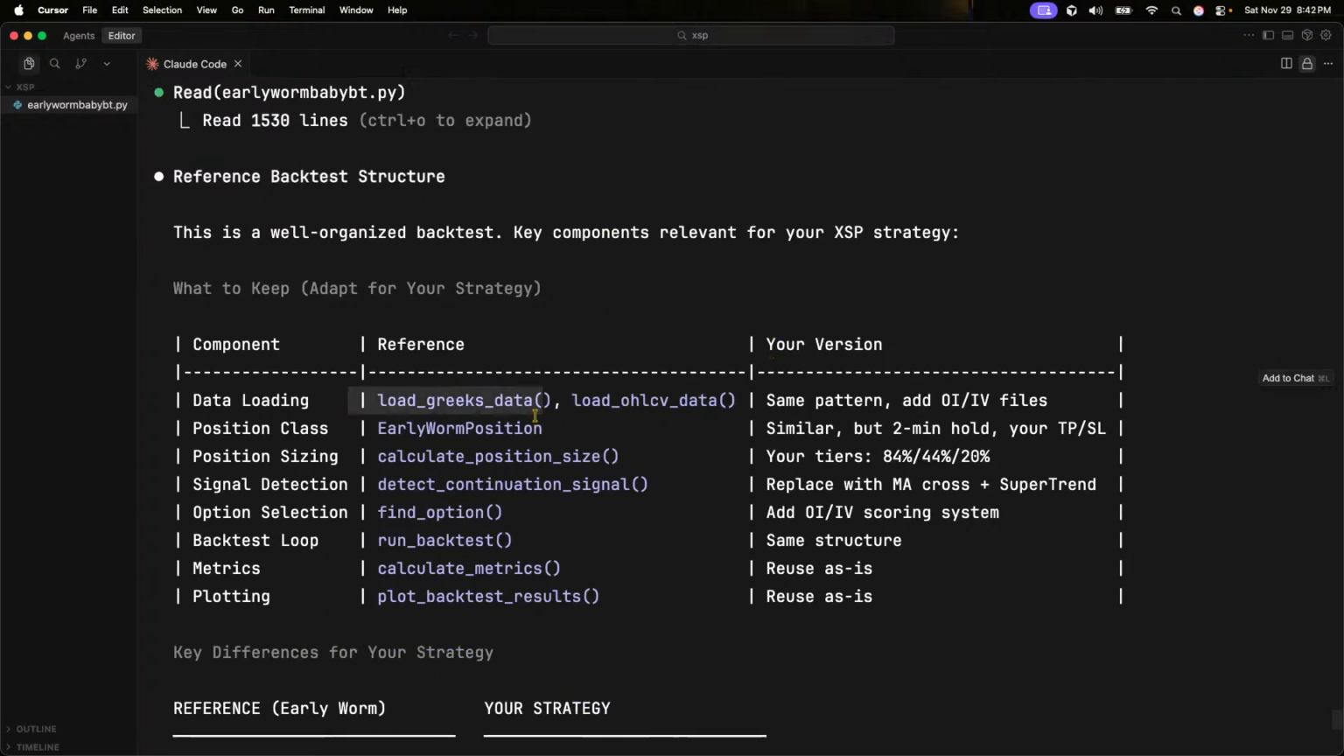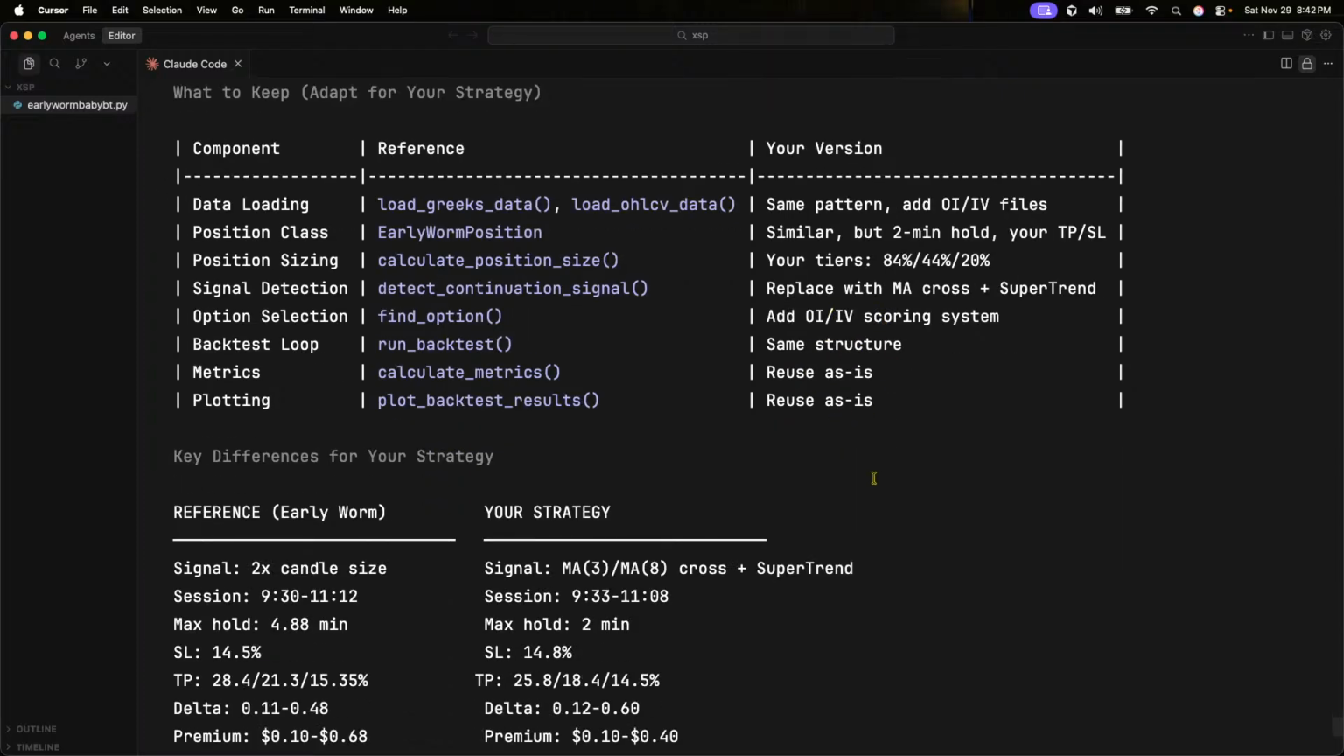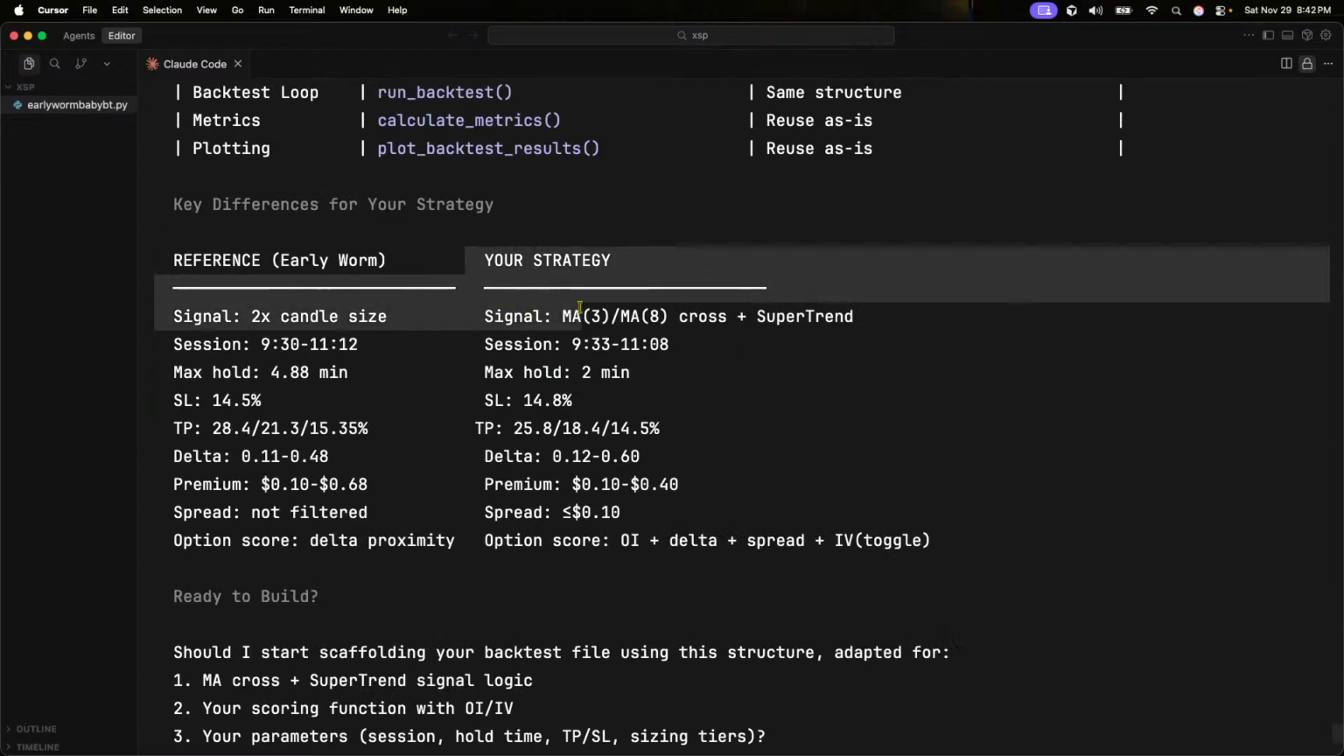Our well-organized backtest, key components relevant: we're going to load the Greeks, the 2 minutes hold time, your TP, and then here's the tiers. Replace with the MA crossover plus the SuperTrend. We're going to put the open interest and the IV scoring system. Same, reuse. All right, your strategy.